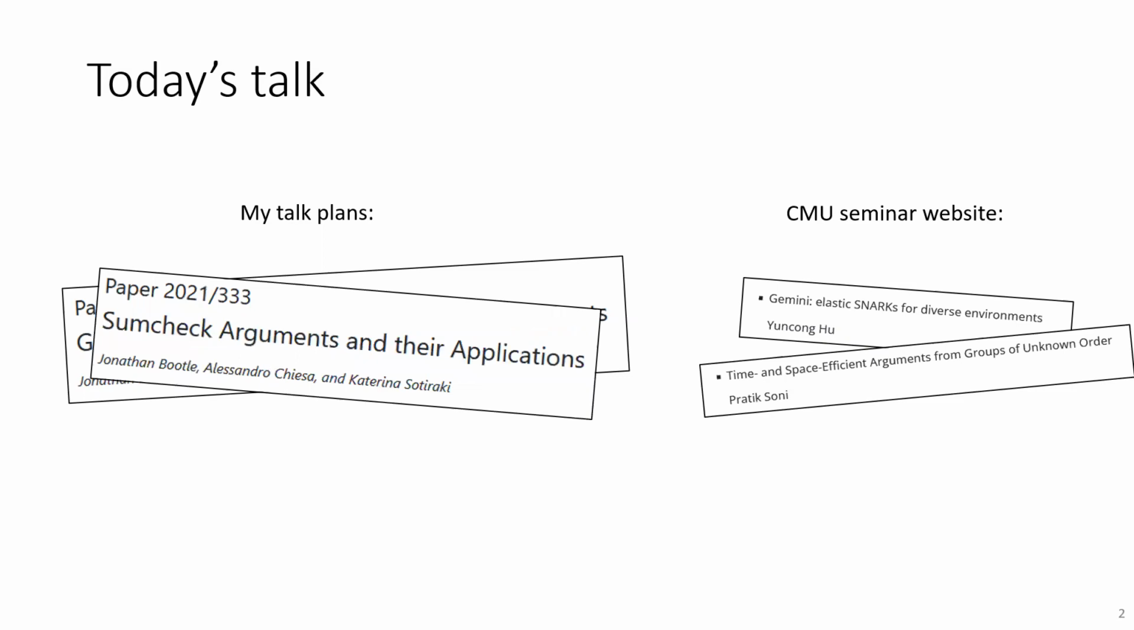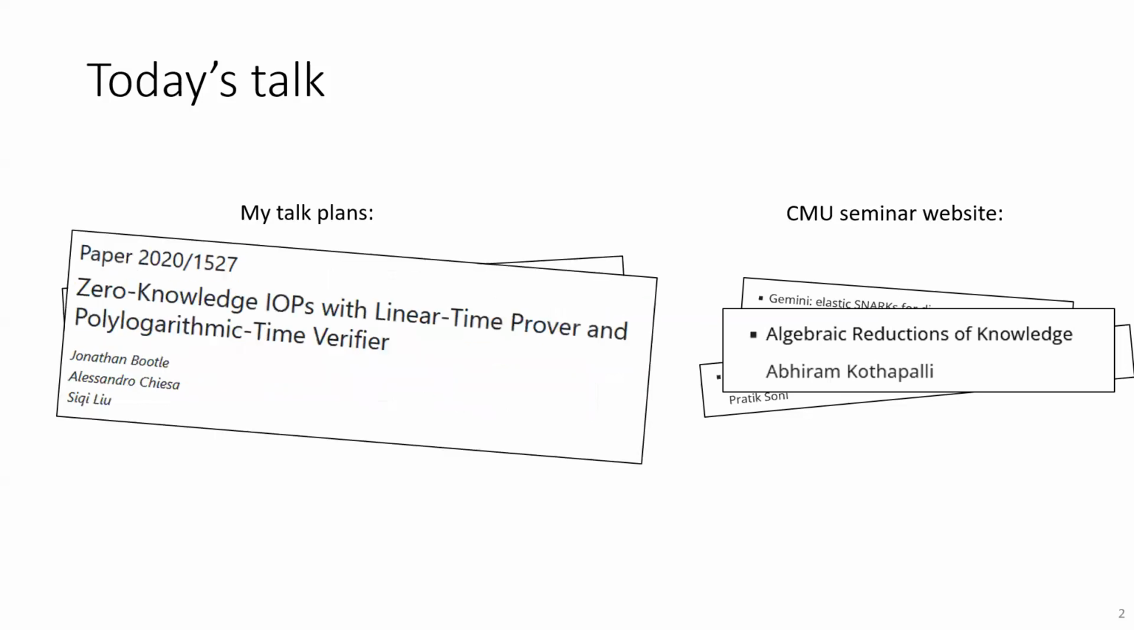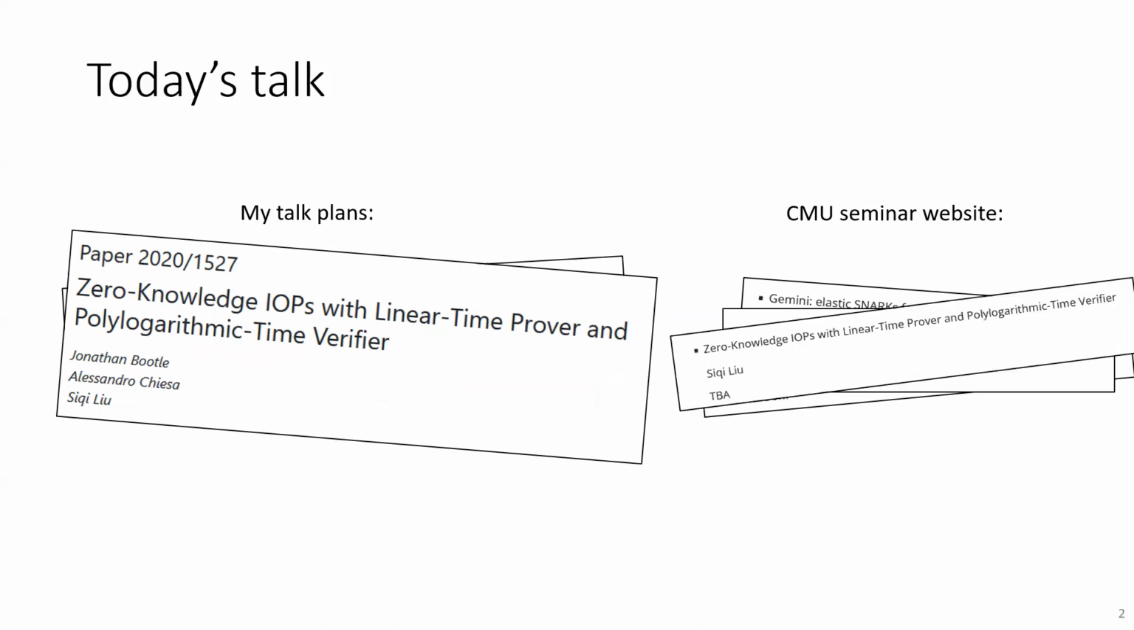This work on sum-check arguments. But elsewhere on the seminar website, I saw that Abiram had already given a talk which generalized that one, algebraic reductions of knowledge. So I thought, okay, maybe I can give a talk about something else, like this work on linear time zero-knowledge IOPs that I've had recently that was presented at Eurocrypt. And then I saw that at some point in the future, you're going to have a talk by my other co-author, Siki. So I wasn't sure what to do. And I came to the conclusion that the only way to escape this was to talk about all three different works at the same time. So I'm going to try and give a fun speculative talk where I try and highlight connections between these different works.